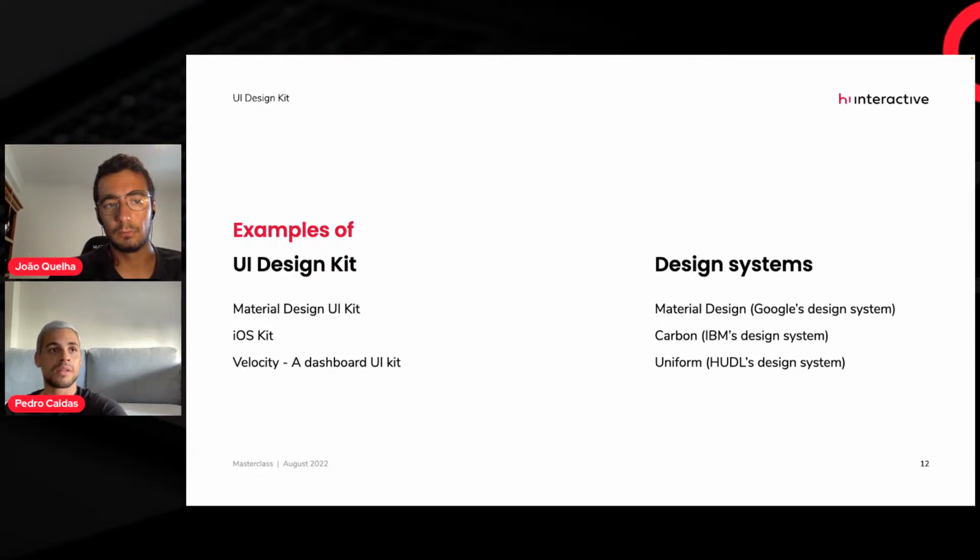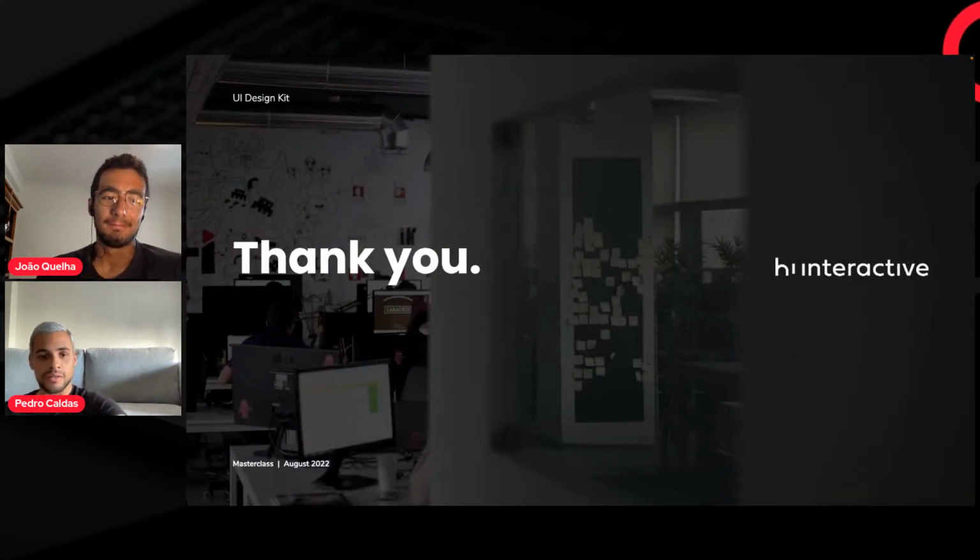About the UI design kits, we have the Material Design UI kit from Google, the iOS kit from Apple, and Velocity, a UI kit mostly about dashboards and this type of graphics. We also have three design systems we think are the best: Material Design from Google, Carbon from IBM, and Uniform from Huddle's company. And I think that's all we want to share today.